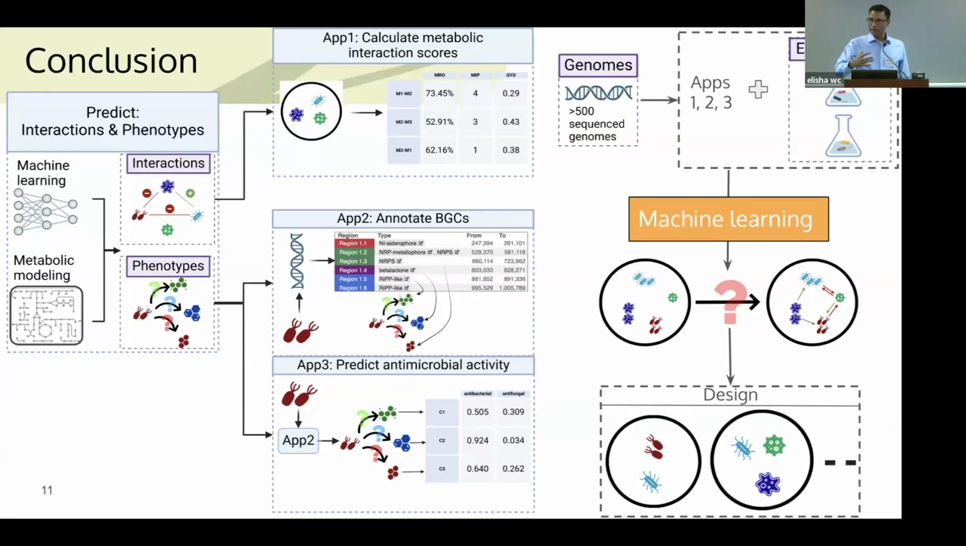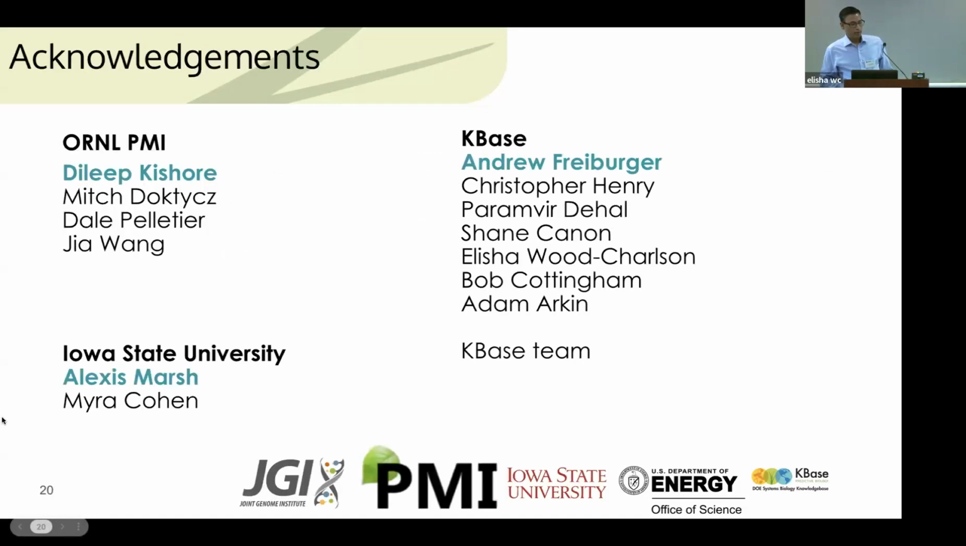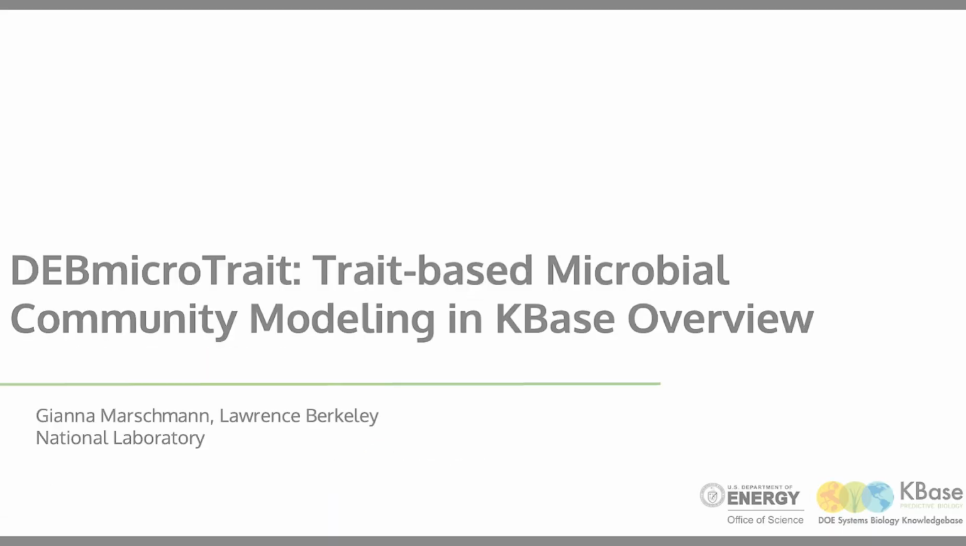We are waiting for experimental data where we can now take these scores and use them in a machine learning framework to predict 120,000 interactions. We have that data coming. So with that, again, the future work would involve building that machine learning framework, experimental validation, and making the apps available and releasing more. And with that, thanks to the PMI team, Iowa State University, KBase, Andrew for developing this course. If you have questions and you want detailed discussion, Andrew's here. And DOE for funding this. Thank you.